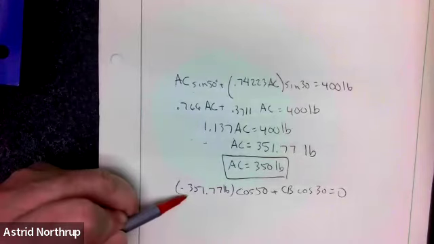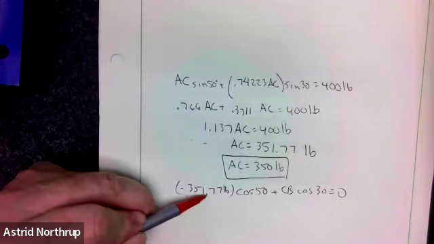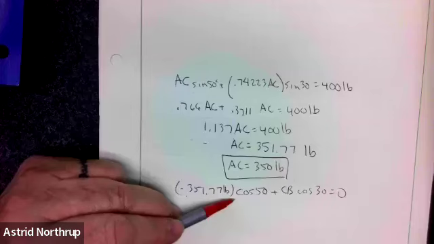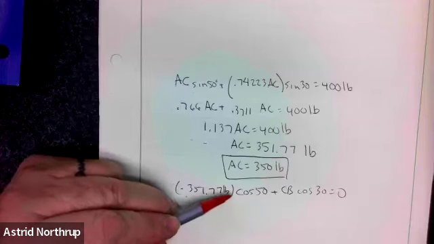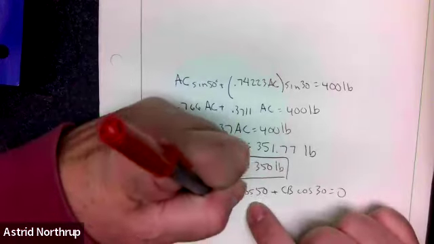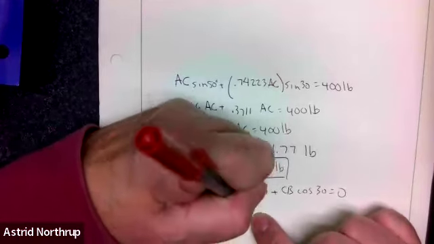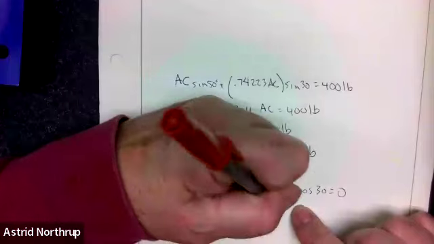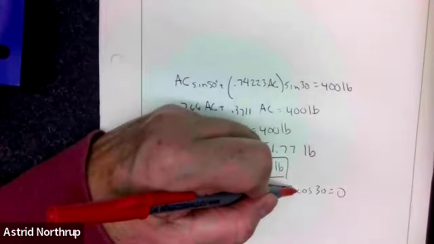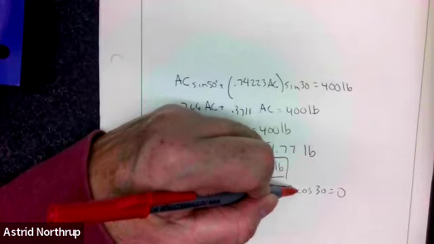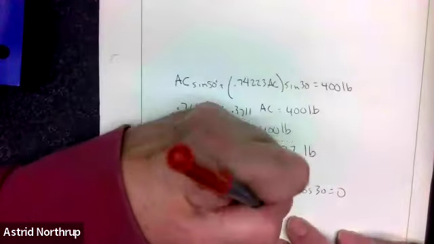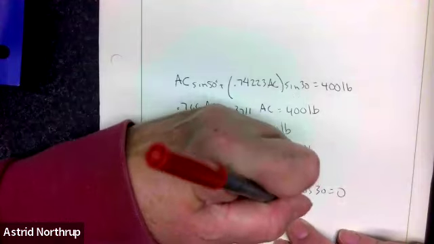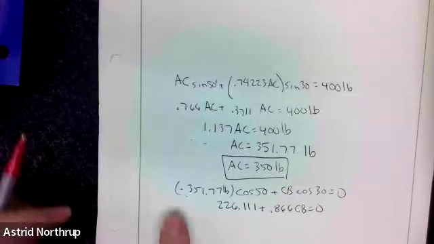So I can take this number, the 351.77, and multiply that by the cosine of 50. This value turns out to be 226.111 plus CB times the cosine of 30. Cosine 30 is 0.866, equals 0.